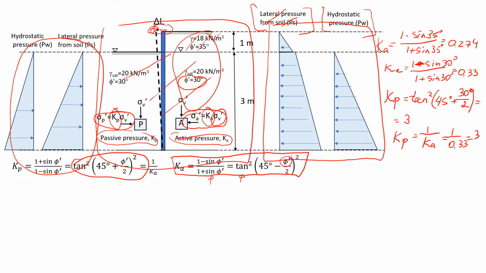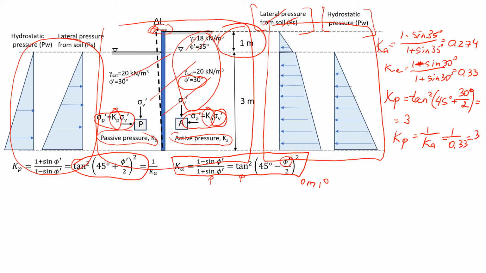Okay, so now we have defined these coefficients of active and passive pressures. Now we have to go layer by layer and estimate the lateral pressure. Again, we're going to start with the top layer, which is 1 meter. So I'm going to write it here. We'll start with the surface, 0 meters.